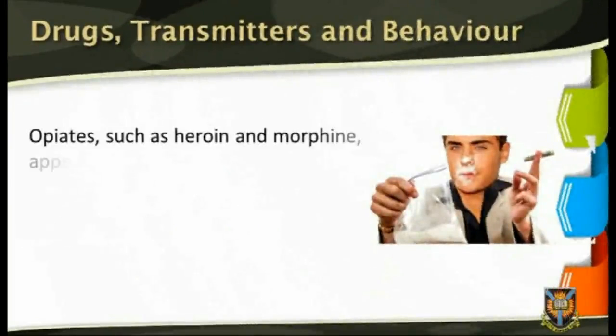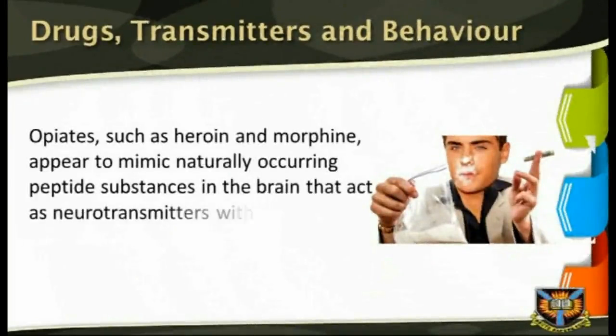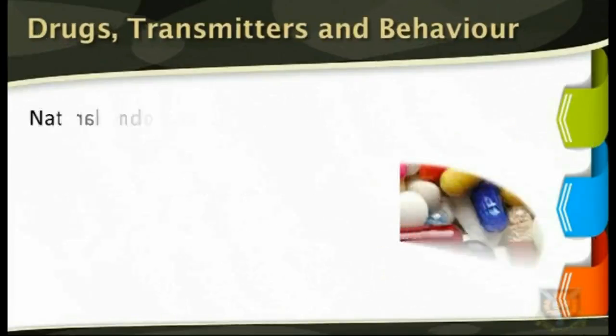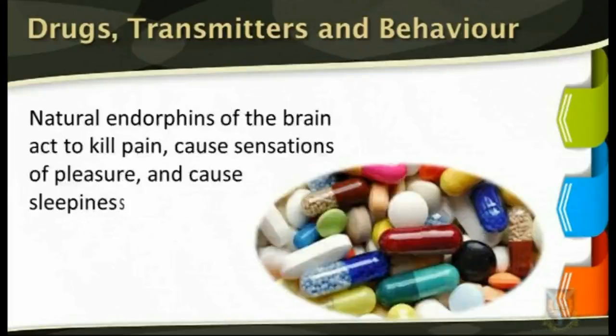Opiates, such as heroin and morphine, appear to mimic naturally occurring peptide substances in the brain that act as neurotransmitters with opiate activity called endorphins. Natural endorphins of the brain act to kill pain, cause sensation of pleasure, and cause sleepiness. Endorphins released with extensive aerobic exercise, for example, are responsible for the rush that long-distance runners experience.